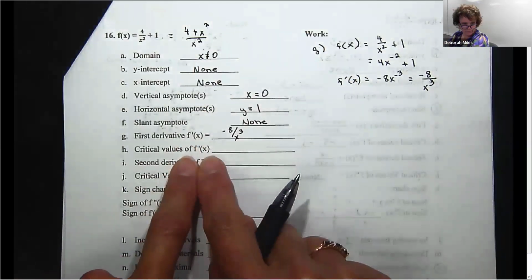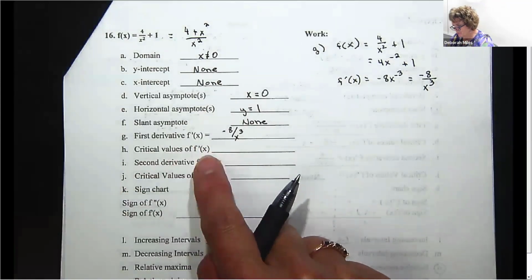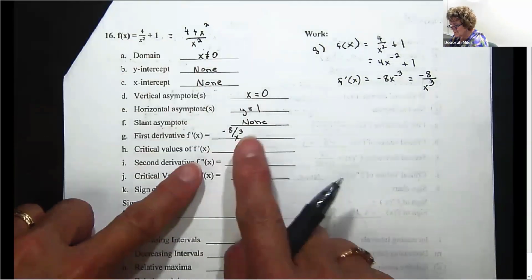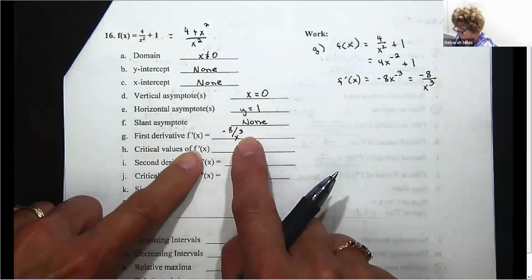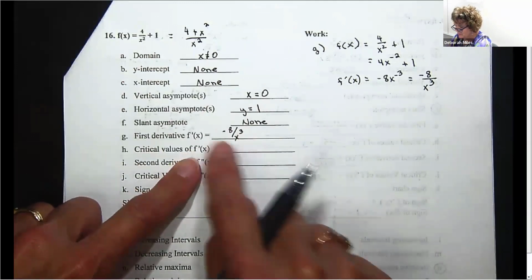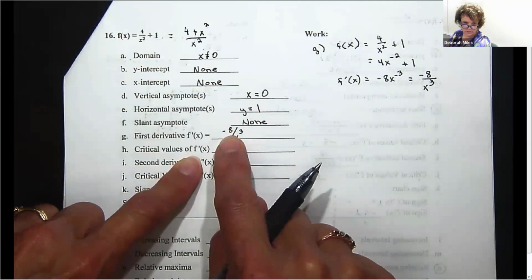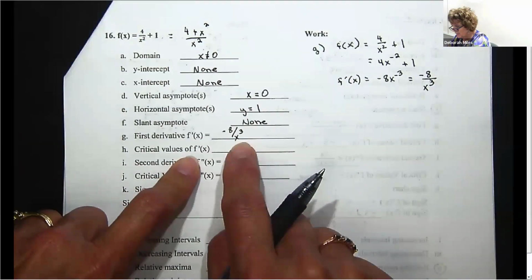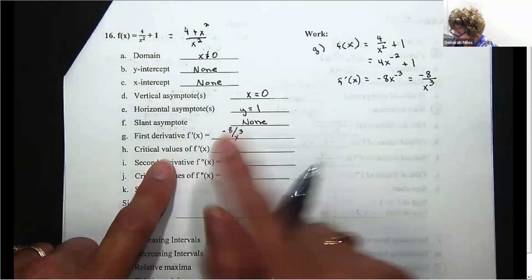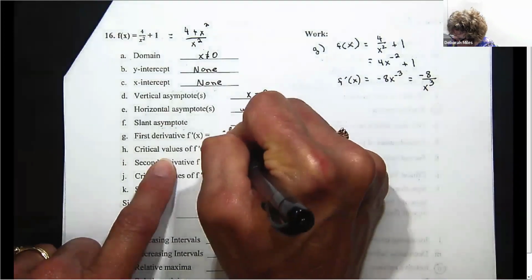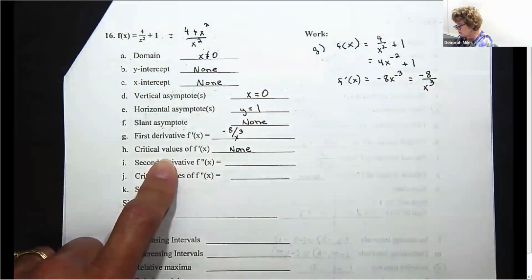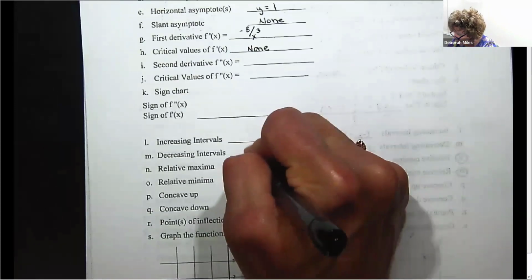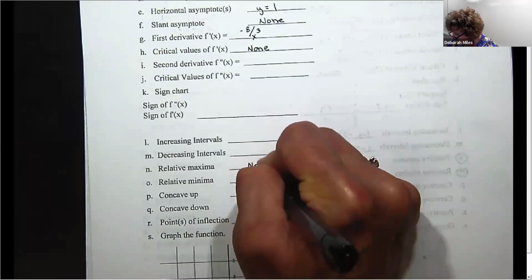So the first derivative is negative 8 over x cubed. Critical values of the first derivative would be values for which the function's defined, which is everything but 0, but where the first derivative is either 0 or undefined. Nothing makes that fraction equal 0 because the numerator is negative 8. The only thing that makes the fraction undefined is 0, and we already know there's a vertical asymptote there, so it can't be a critical value, and there are no critical values. No critical values tells us there are not going to be any relative max or relative min.